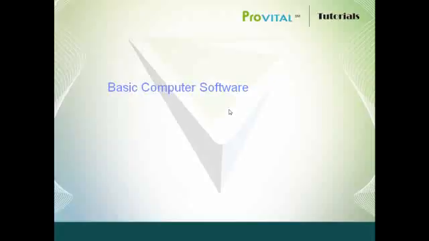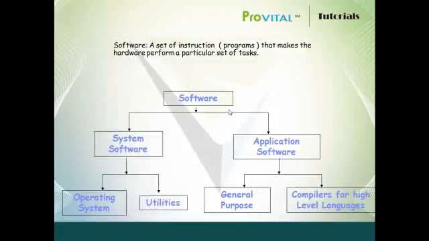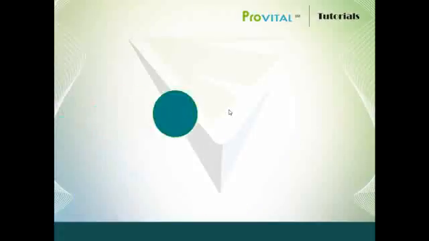Now learn about the basics of computer software. Software is a set of instructions or programs that makes the hardware perform a particular set of tasks, that is called the software. And the software is basically divided into two parts, the system software and the application software. Under the system software, we have to understand the operating systems and the utility software, and under application software we have to understand the general purpose compiler for high level languages.